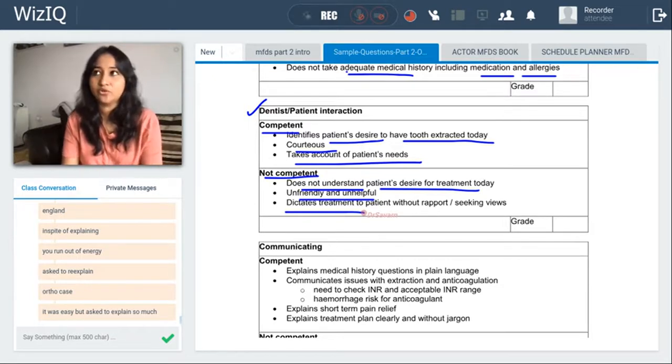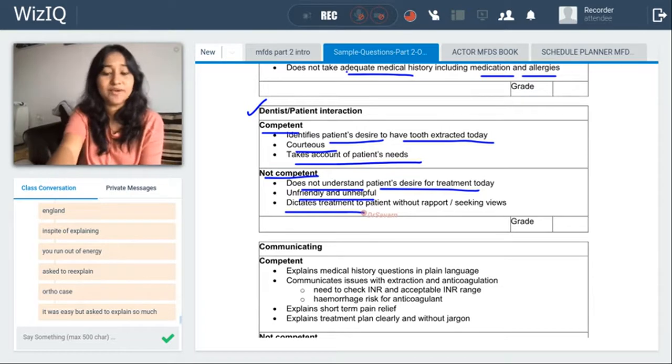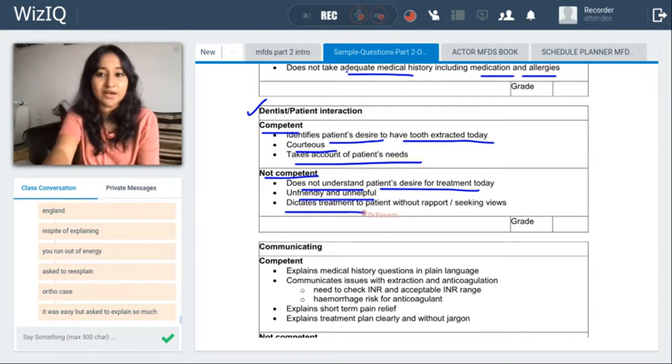You cannot say that, no, I will not do the extraction, I will have to do RCT only. Even in this case, maybe RCT is a better option. You do not know that. But the patient wants extraction. Try to understand what the patient needs, right? If they ask you what is the best course of treatment, that is when you'll be answering.